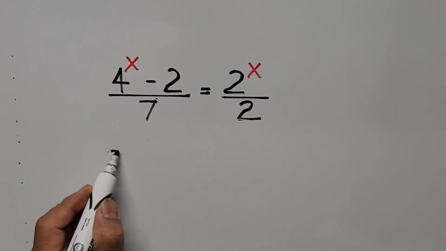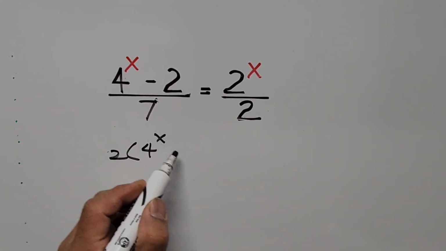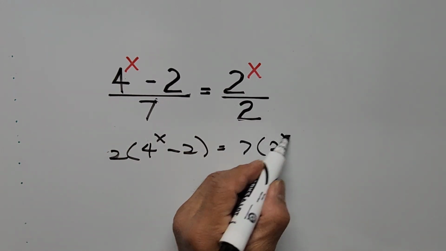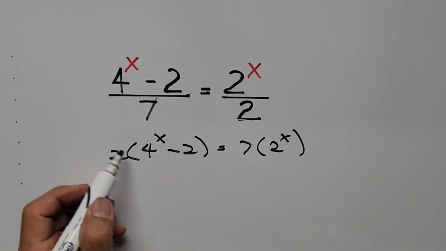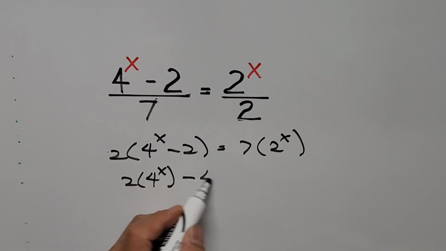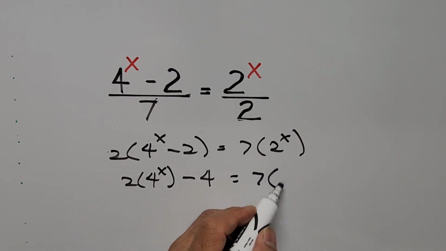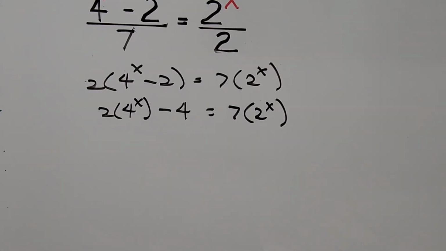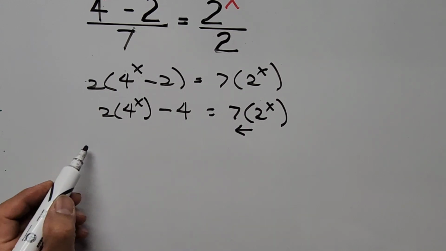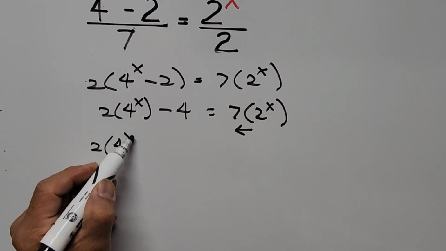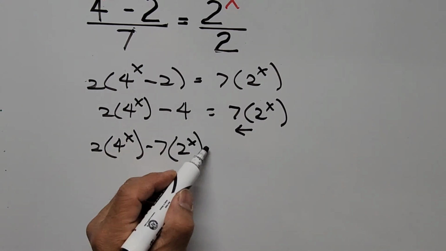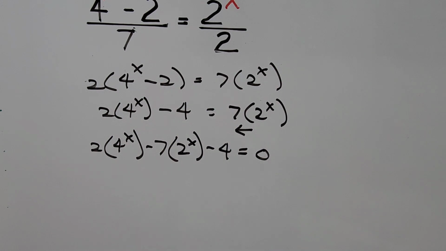So this is now 2 times (4^x - 2) equals 7 times 2^x. Distribute 2: 2 times 4^x minus 2 times 2, which is 4, equals, right-hand side remains the same. So from here, we're moving all the terms of the equation to the left side. So this is now 2 times 4^x minus 7 times 2^x minus 4 equals 0.